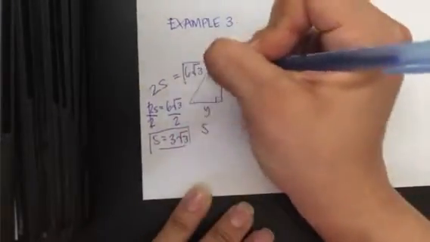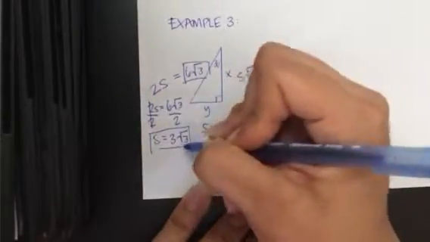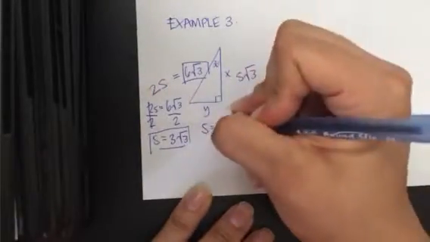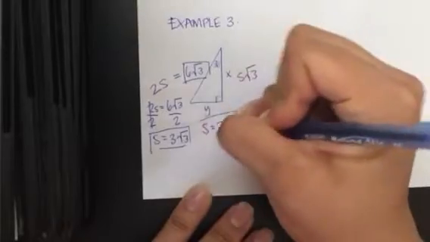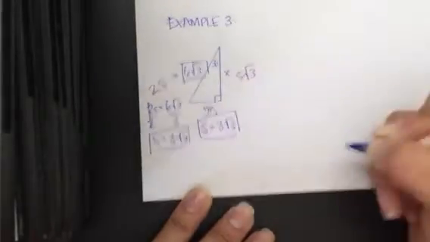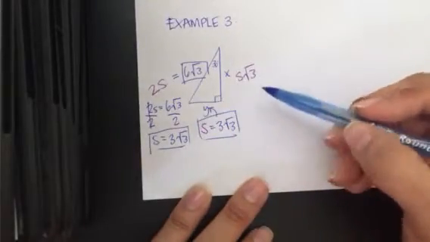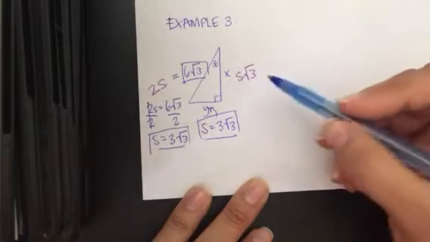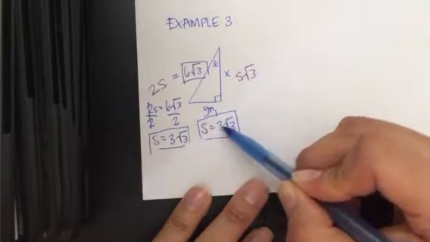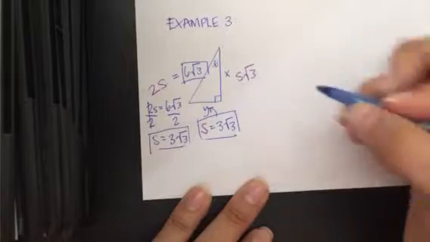So this side over here, that's this side. But now I know what S is. S is equal to 3 square root of 3. So I got this side over here too. Now, last but not least, I need to go ahead and figure out what this is. So what are you going to do? You know S is equal to this. Plug it in right there.